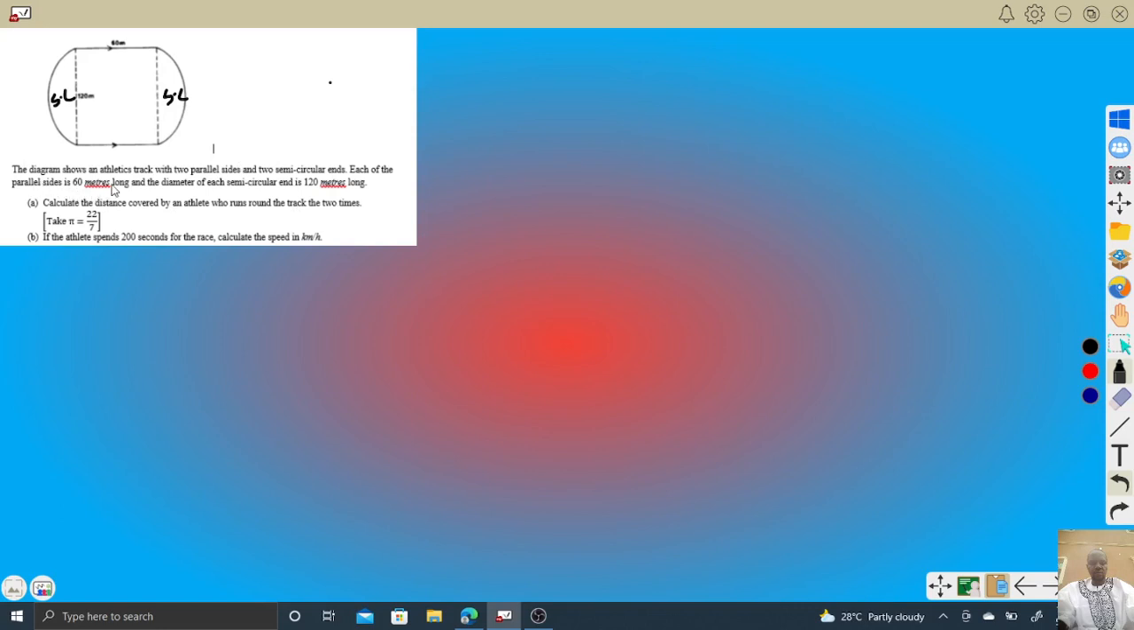Each of the parallel sides is 60 meters. This side is 60 meters. This one is also 60 meters. They are parallel, so they are equal by symmetry. And the diameter of each semicircle is 120. So the diameter is 120 meters here, and also 120 meters here. We can also recall from primary and junior secondary school that a semicircle is half of a circle.